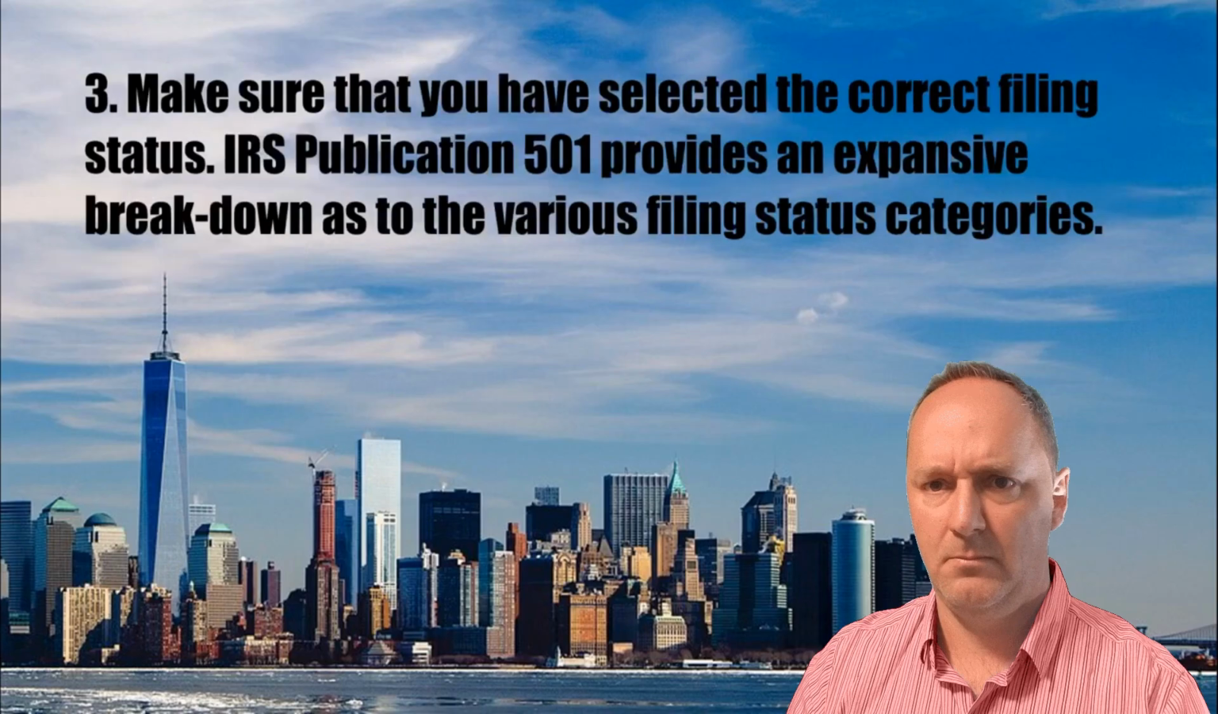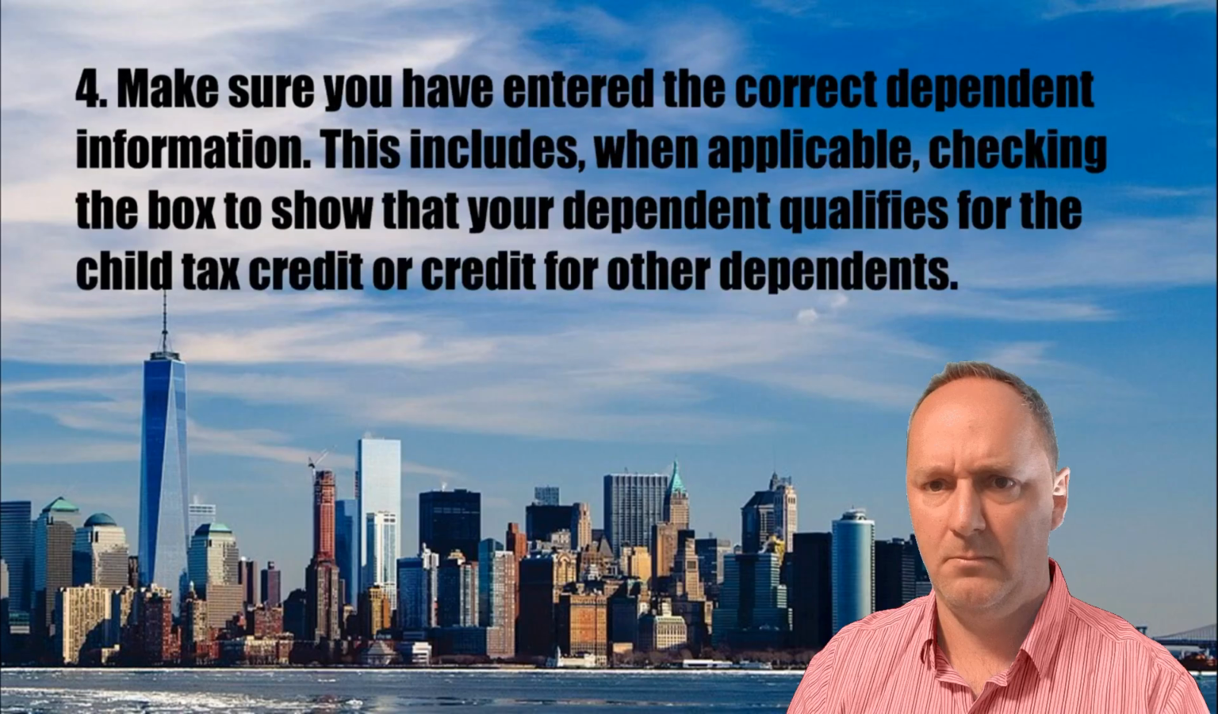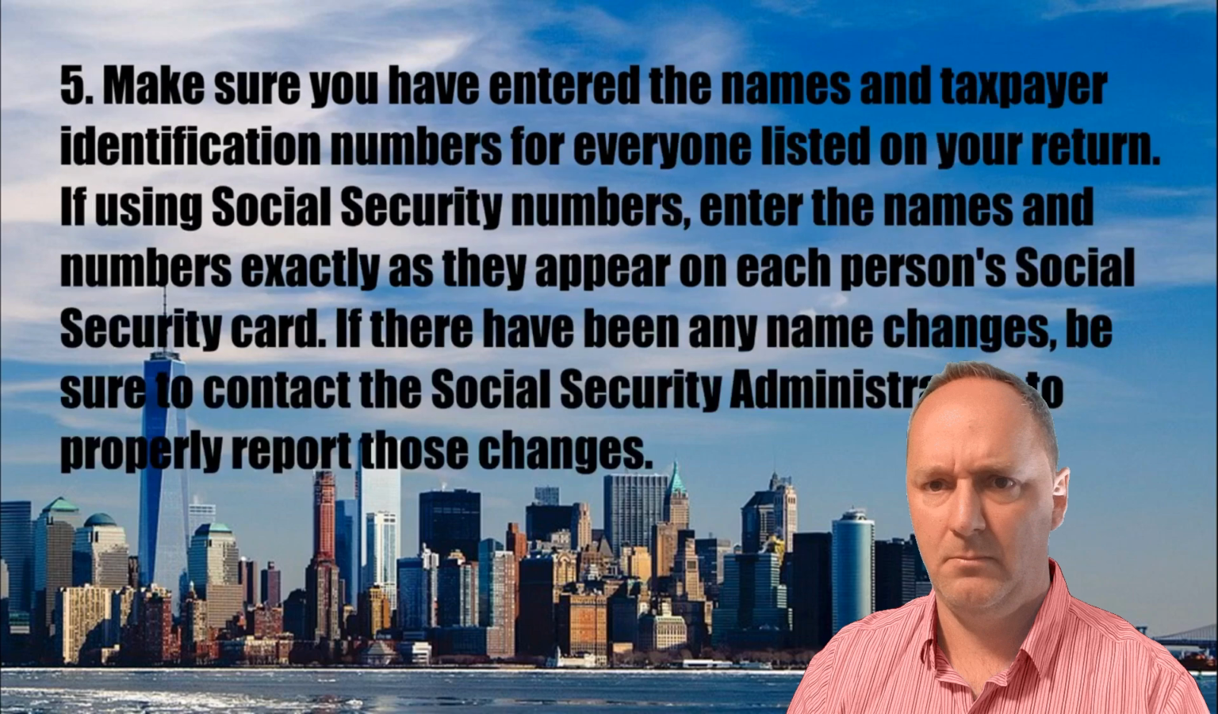3. Make sure that you have selected the correct filing status. IRS Publication 501 provides an expansive breakdown as to the various filing status categories. 4. Make sure you have entered the correct dependent information. This includes, when applicable, checking the box to show that your dependent qualifies for the child tax credit or credit for other dependents.